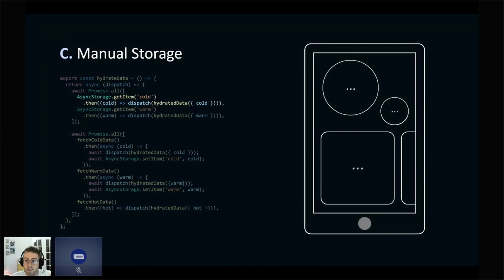Once that cold stuff has been put into our storage, if it existed already, then we do the normal fetch cold data.then. And here, in addition to dispatching a hydrate data, we also set item in our storage. Key is cold, value is the data.